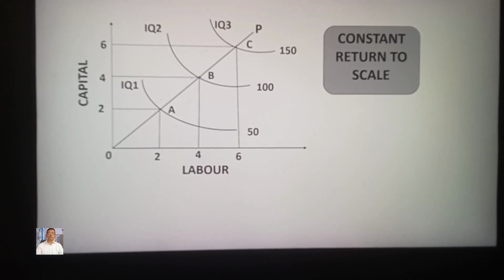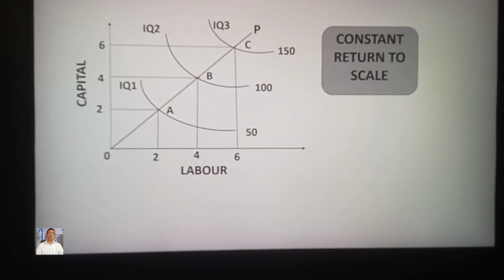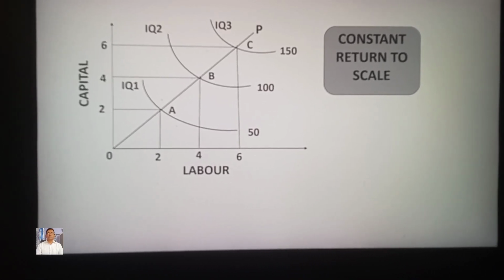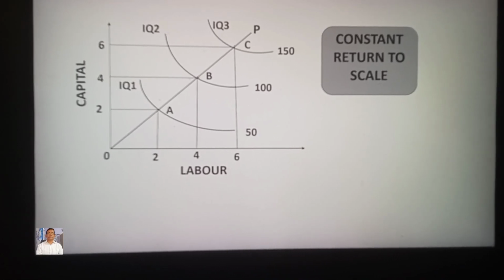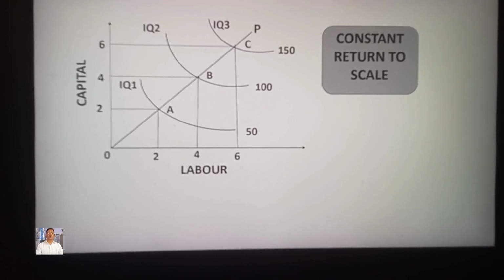As shown in the figure, a movement from A to B shows that the amount of input is doubled. When labor and capital are doubled from 2 to 4 units, output also doubles from 50 to 100 units. This is constant returns to scale.